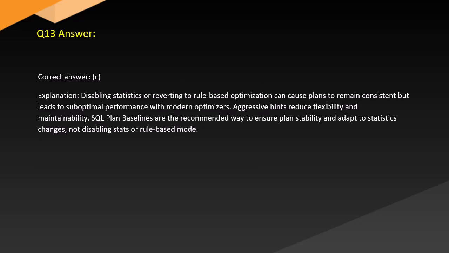Answer. Correct answer: C. Explanation: Disabling statistics or reverting to rule-based optimization can cause plans to remain consistent but leads to suboptimal performance with modern optimizers. Aggressive hints reduce flexibility and maintainability. SQL plan baselines are the recommended way to ensure plan stability and adapt to statistics changes, not disabling stats or rule-based mode.